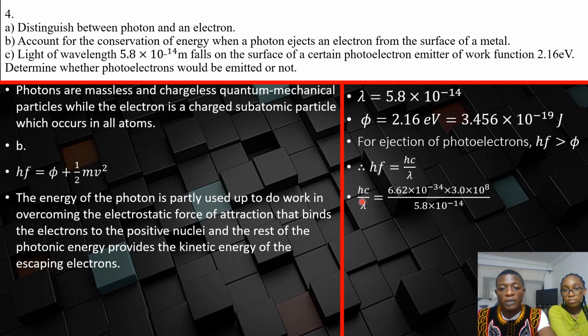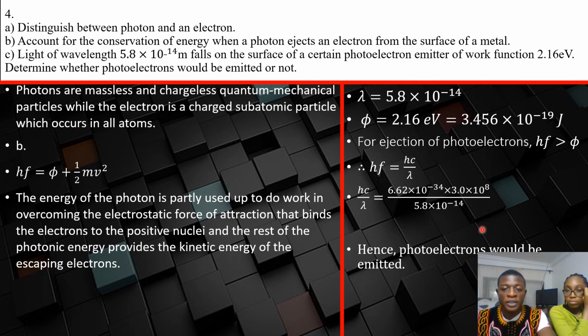So hc over lambda means that we'll use Planck's constant, which is about 6.62 times 10 to the negative 34. Multiply that with the speed of light, right? All electromagnetic radiations are propagated at the speed of light, divided by their wavelength, and the wavelength here is 5.8 times 10 to the negative 14. You realize that the answer there is 3.424 times 10 to the negative 12 joules.